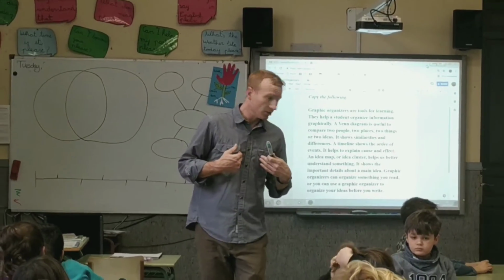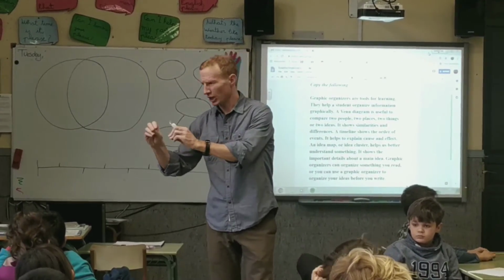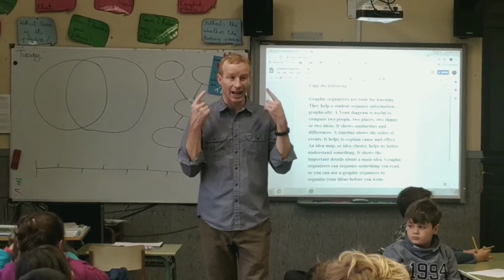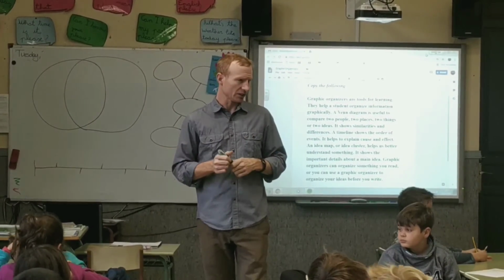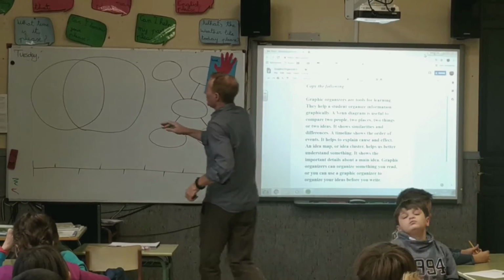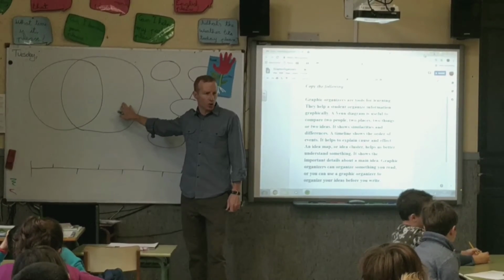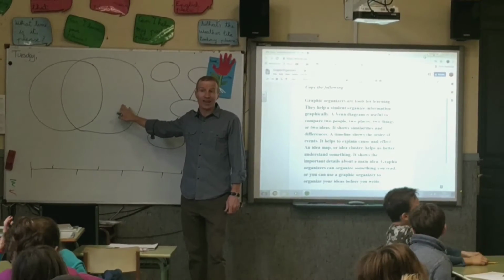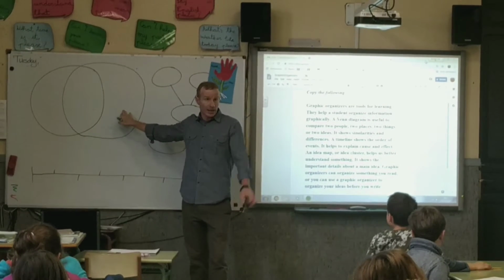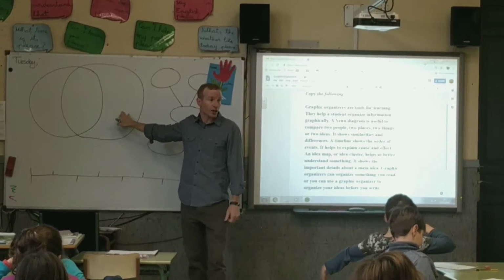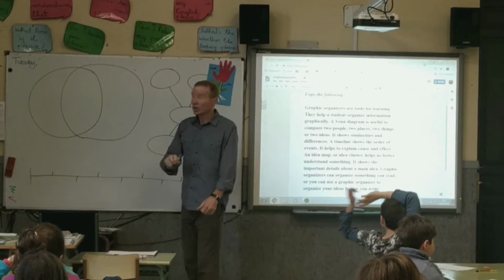When I'm done talking, you can talk to each other, you can help each other. But right now, just listen. Remember, this is a graphic organizer. It's called a Venn diagram. It's very good for comparing two things.